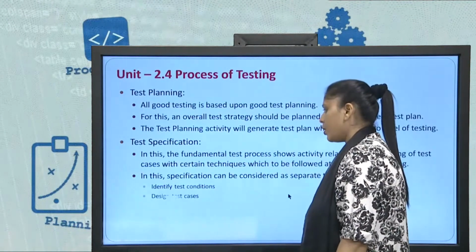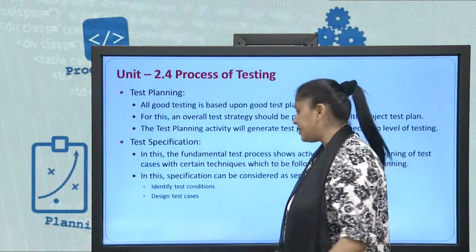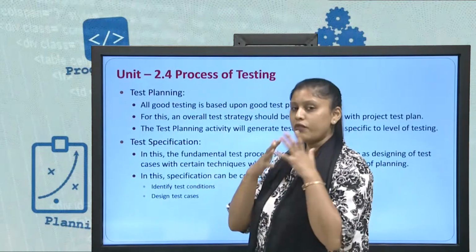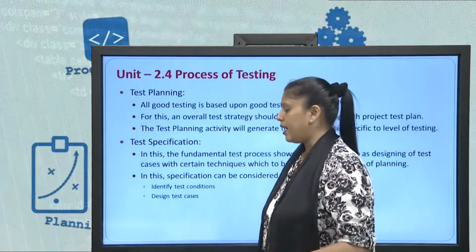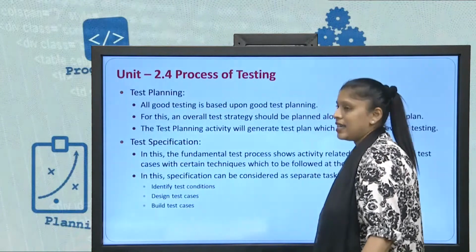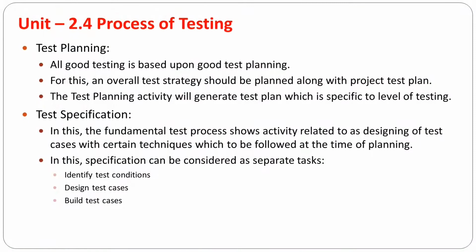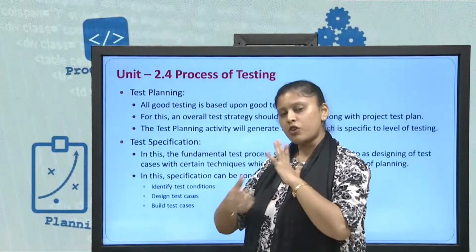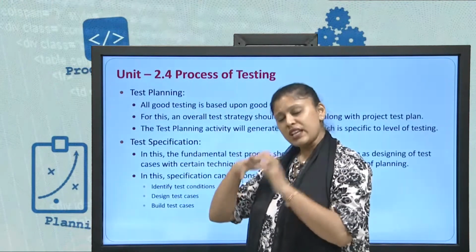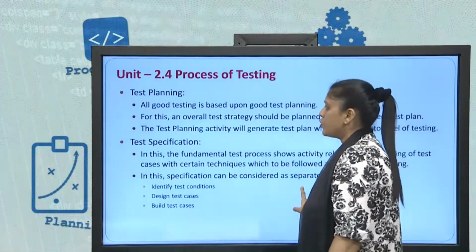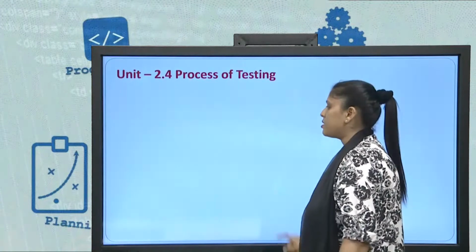Then we design the test cases. We already saw what a test case is. So we design a test case accordingly, and it says we build the test cases. When we say we build the test cases, we have already designed them. Now when we start writing whatever testing we have performed, whatever its output is, everything we have done, then we call it building test cases. So, test planning, then test specification.